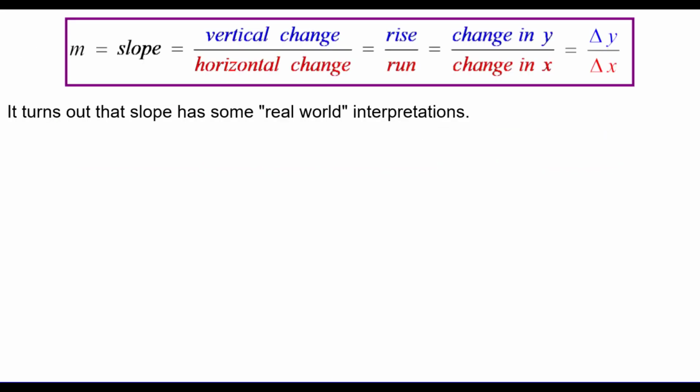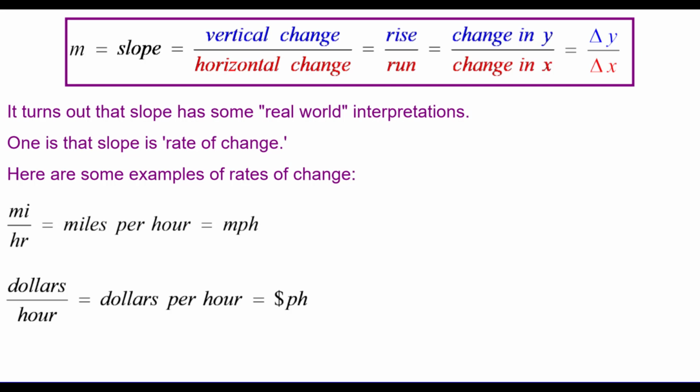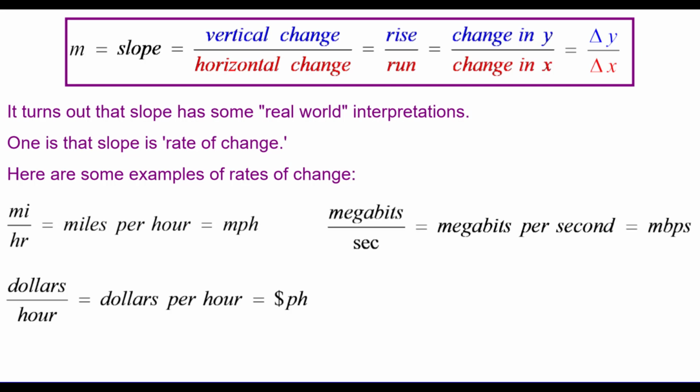It turns out that slope has some real-world interpretations. One is that slope is rate of change. And here are some examples of what we mean by rates of change. Miles per hour is a rate of change. Dollars per hour, for those of you who have a job, would understand that. Megabits per second.